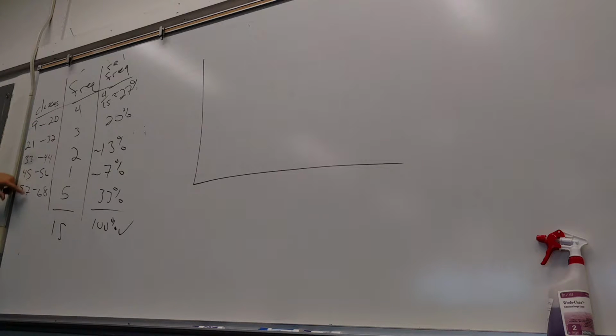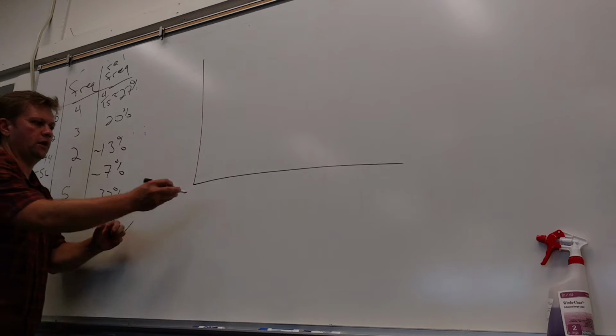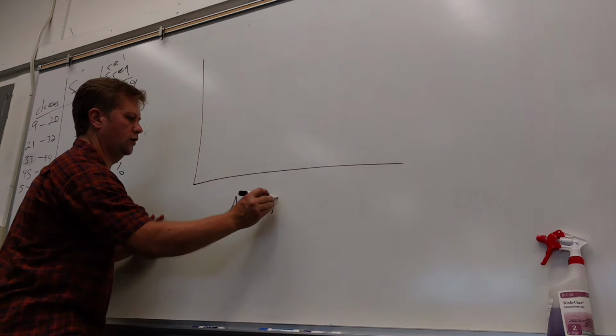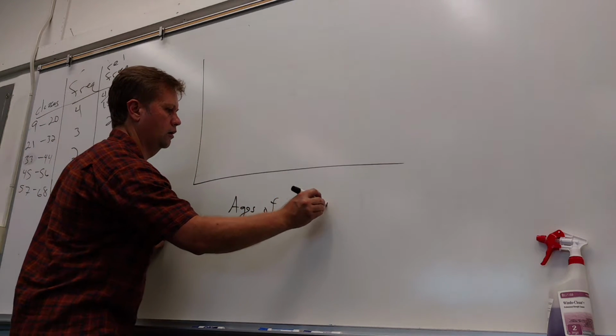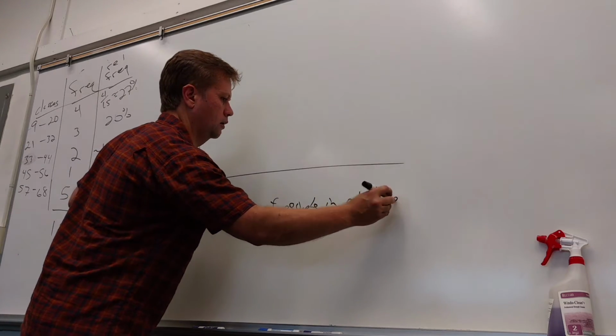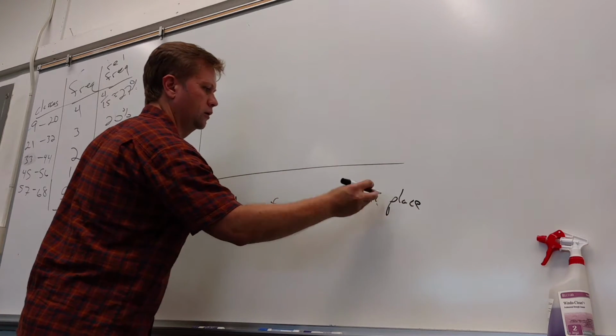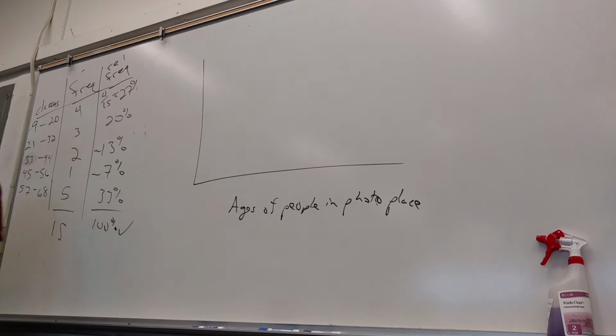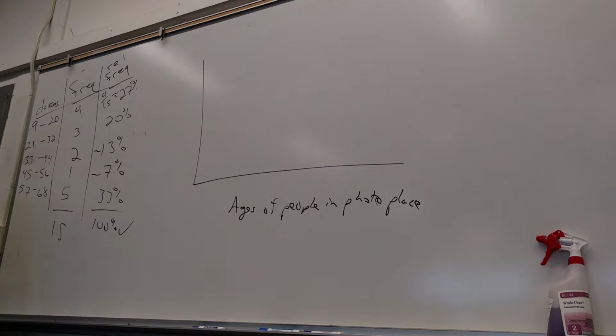Let's say these are ages of people in a photo place in the mall. You with me? Because I want to make sure you understand ages of people in a photo place. You have to label your axes, right? Don't just give me numbers. You're a numbers person, but I need English. I need to know what this is.